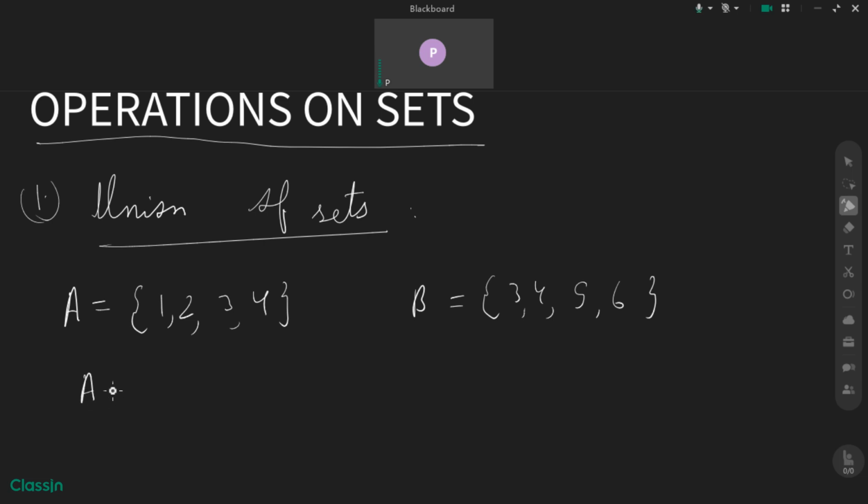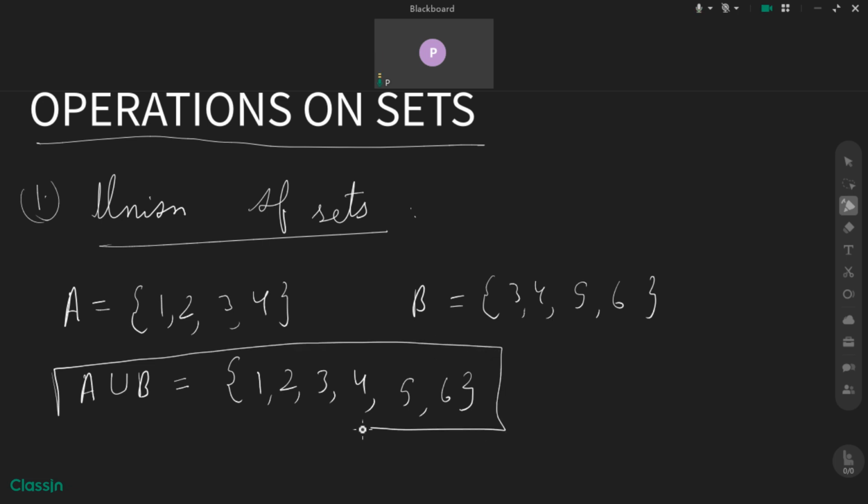Then their union, that is A union B, will be a new set such that it contains the elements of both A and B, each element taken once. The elements of A are 1, 2, 3, 4, and B has 3, 4. Since 3, 4 is already present, we'll take them just once. And then we have 5 and 6. So A union B is a new set that contains elements of both A and B, all taken once. This is known as the union of two sets.